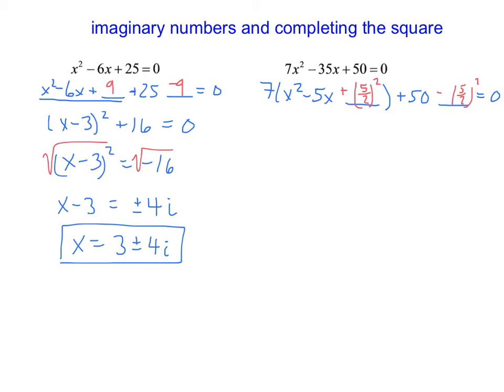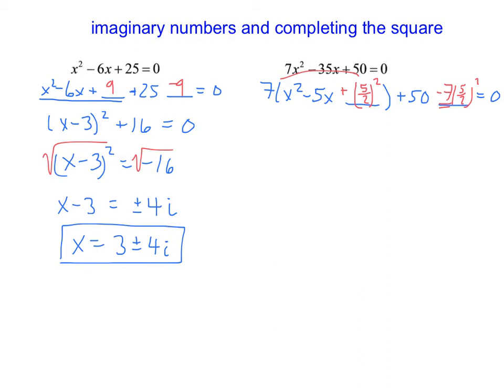But I didn't really just add (5 over 2) squared, 25 fourths. I added 25 fourths times 7. That's getting distributed there too. So I got to remember to put that 7 in there. That gets distributed to all those things. Okay, so that's actually what I added, so that's what I have to subtract.